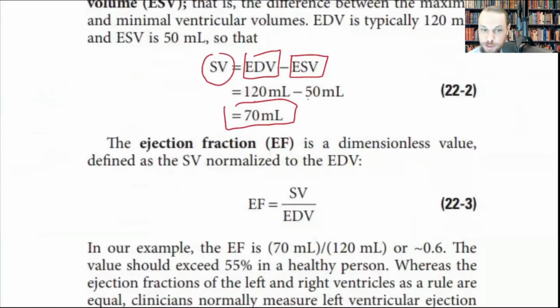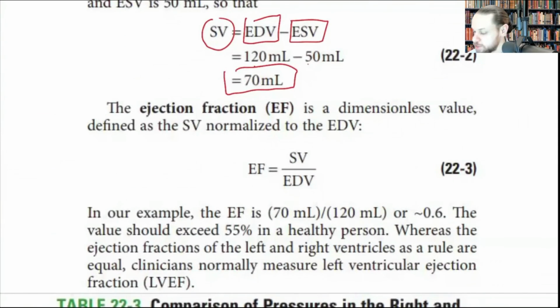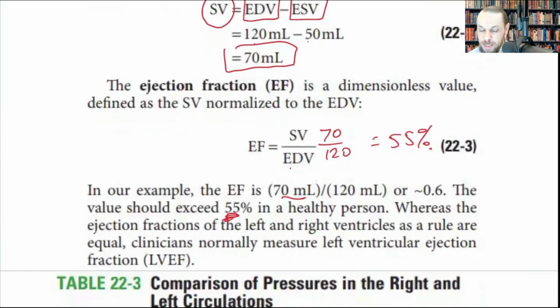Then we calculate our ejection fraction. It's stroke volume over end diastolic volume. So here they give you an example of 70 over 120, another example of 70 over 140, and here they give you 55%. So anything exceeding 50%, 55% is a healthy person. But anything below that number, 30, 20, they have low ejection fraction.